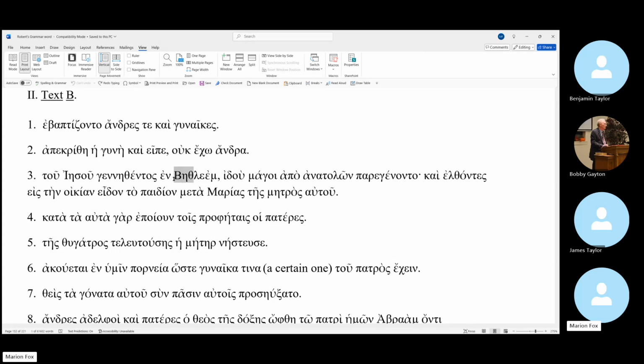This Bethlehem right here is not a Greek word. It's a transliterated Hebrew word. Is that clear? And so we've got a problem with this. And the word Jesus is the same way. Jesus is not a Greek word. It's a transliterated Hebrew word. So these words frequently will not have all of their forms declined.